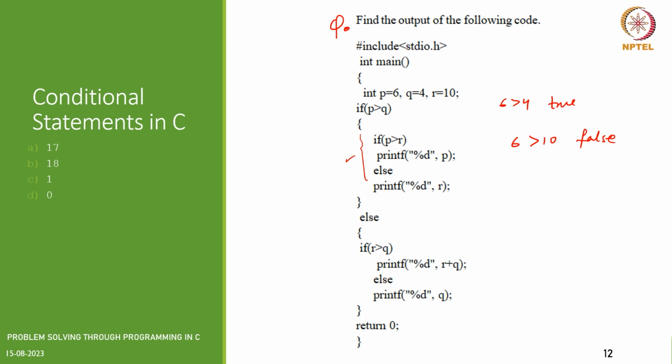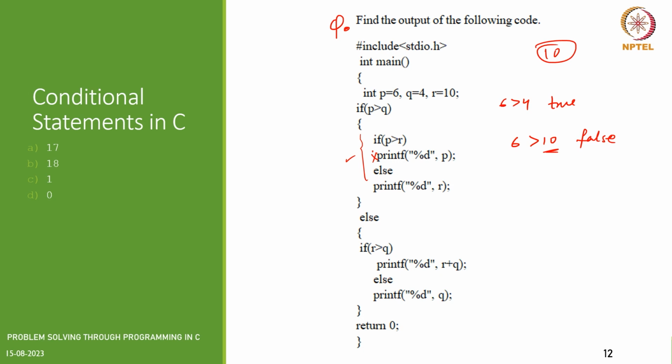So it will ignore this part. This will not be executed, rather it will go to the else part, because this condition became false. It will go and execute the else part. Now what is the else part? Printf r, which is 10, right? Oh, okay, it's not among the options. So probably I have to change the options here. Anyway, 10 is the answer here.